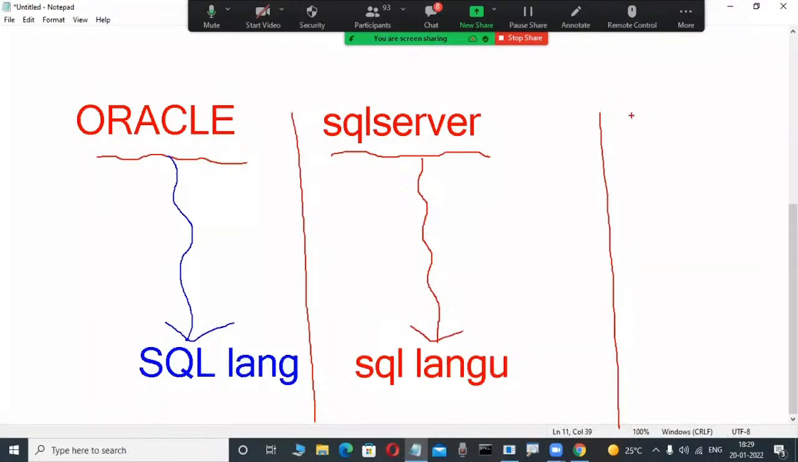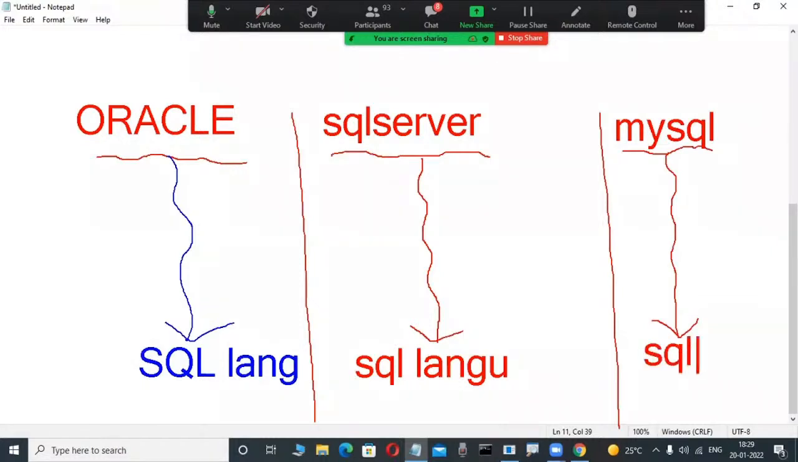Again, MySQL is used by many people in my company. MySQL is a relational database product as well. Some employees in my company work on the MySQL product, which is open source, and to operate the MySQL database they also use SQL as the language. So SQL is a universal language.